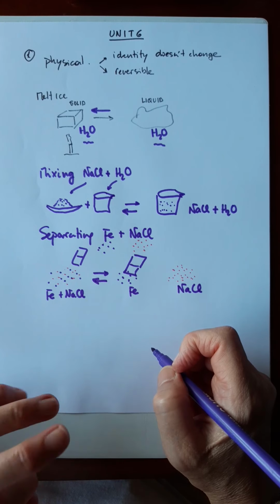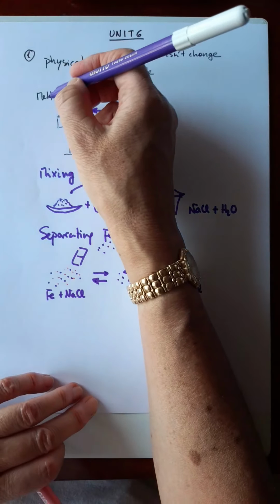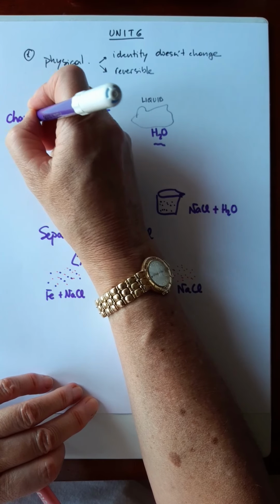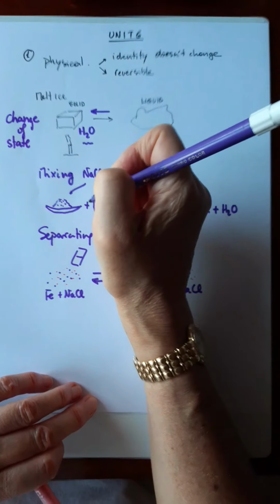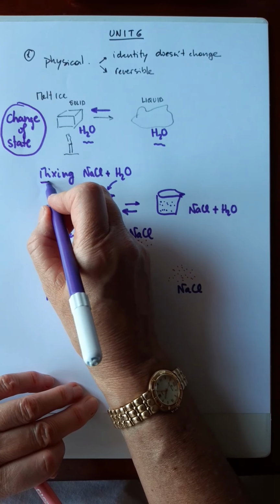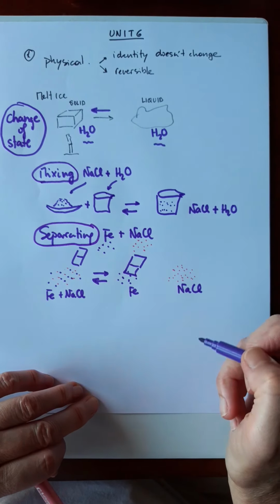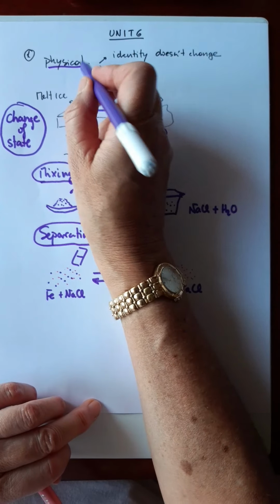So, these are three examples of physical changes. When I melt ice, it is a change of state. So all changes of state, when I mix something or when I separate something, in all these cases, are examples of physical changes.